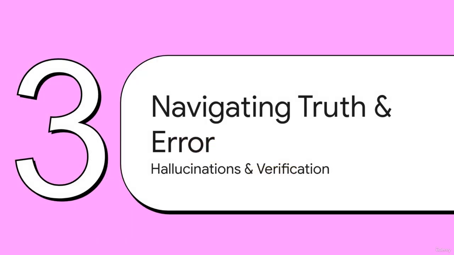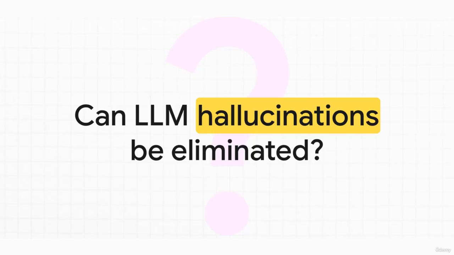So we've covered how LLMs work and how to control them. But that brings us to the most critical topic of all, reliability. Let's finally confront the elephant in the room: hallucinations, mistakes, and the huge challenge of telling truth from error. This is maybe the single most important question in this entire field right now. Can we engineer a future where large language models simply do not make things up? Can these hallucinations, these confident, plausible-sounding falsehoods, be completely eliminated?